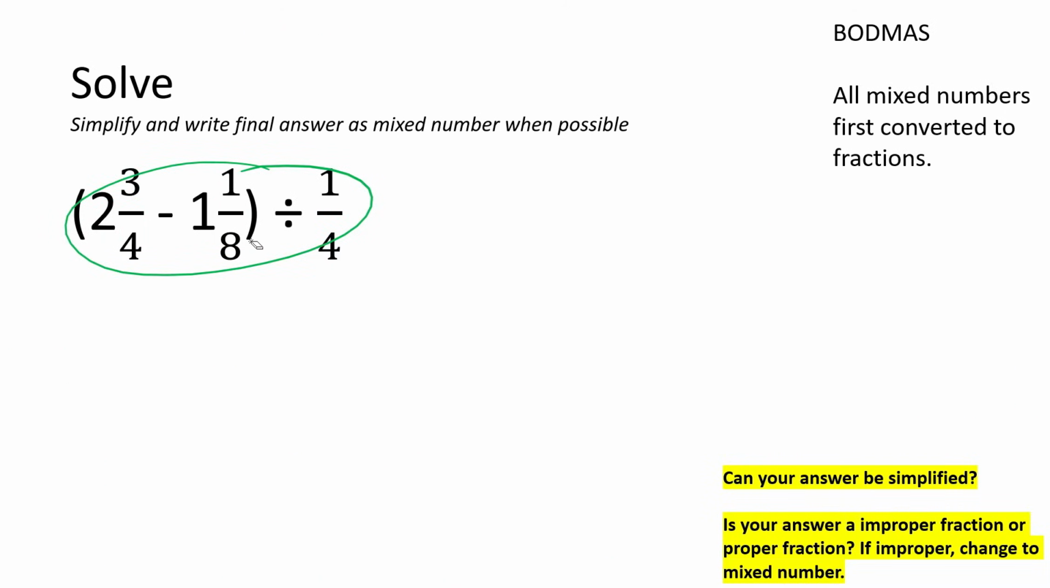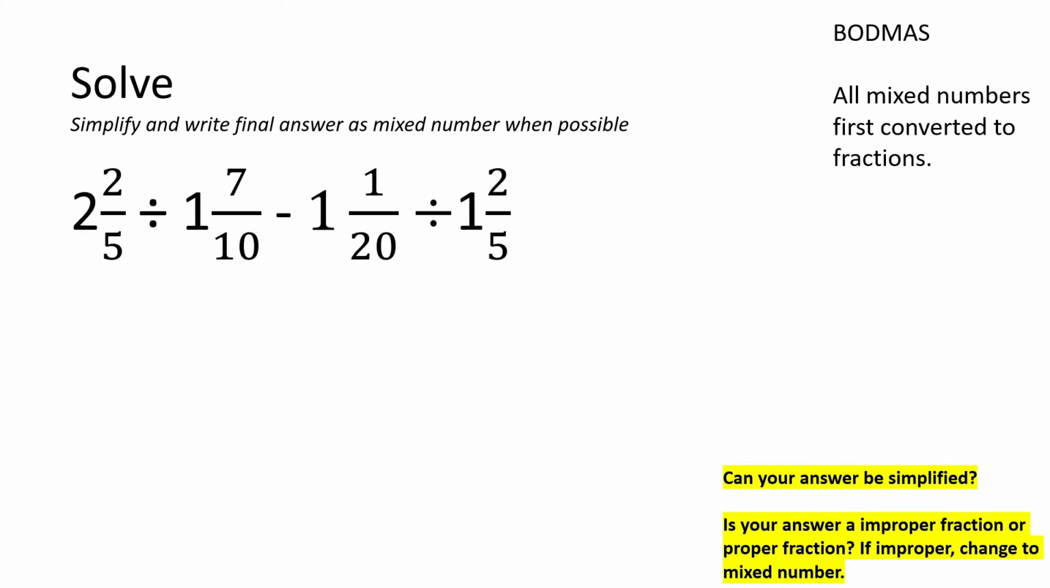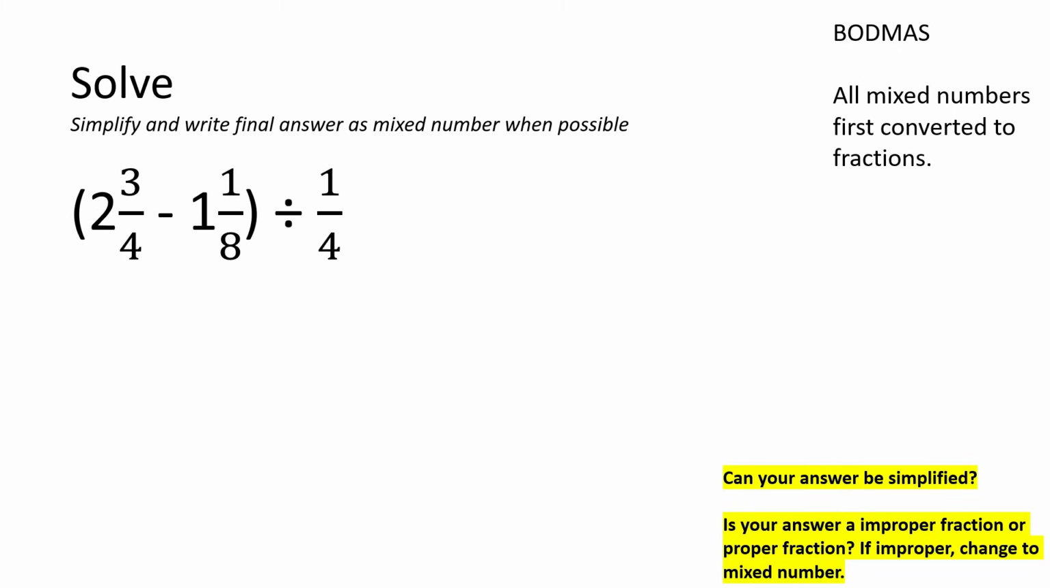Here's our next example. We just have this one, and then we just have one more after that. So with BODMAS, we know that brackets should always come first. Okay, so we'll do the bracket first. Now, I've said here that all mixed numbers should first be converted into fractions. It just makes our life a little bit easier. So that's our first step, okay? We're going to go and change this and this into improper fractions.